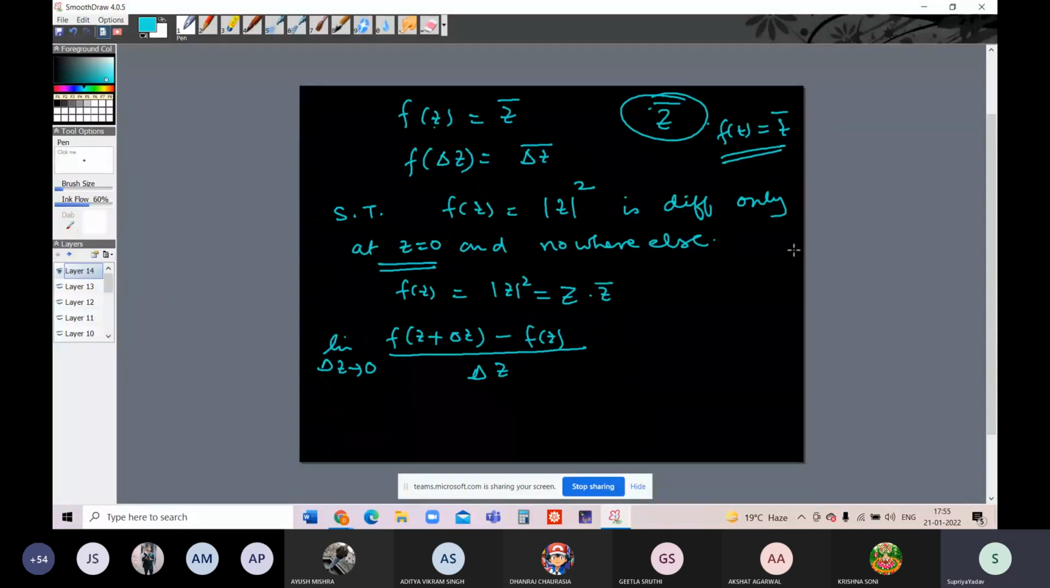So okay, let's try to solve it. Limit delta z approaching 0. Okay, so in place of f(z plus delta z), we can write z plus delta z into z plus delta z bar, minus z into z bar, divided by delta z. Okay, so try to solve this product. Limit delta z tending to 0.